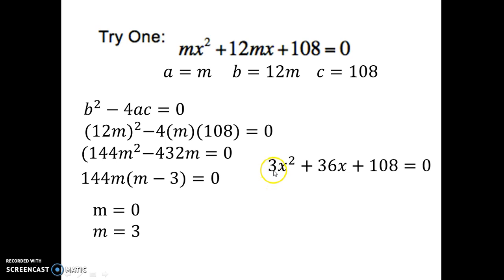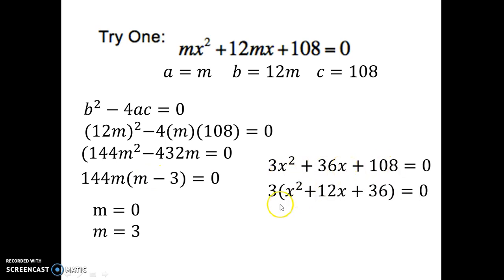So I substitute that m equals 3 in here. There's a 3, and the 3 in here makes 36. So there's our quadratic. This quadratic will have only one solution because that's the m value we figured out that would give one solution. So this should have one solution.